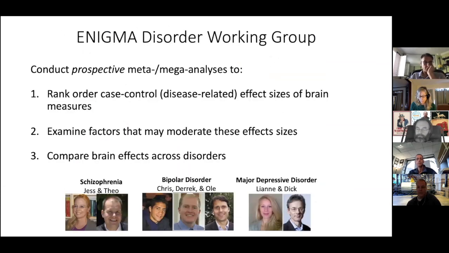So what are these ENIGMA disorder working groups trying to do? Basically, we try to do prospective meta or mega analysis, jointly analyzing data. Rather than going into the literature, pulling findings together and doing a meta analysis, we actually try to analyze data in the same way, use similar QC procedures and the same statistics, then pull that data together and do rank ordering of disease-related effects of different types of brain measures, examine factors that may moderate these effect sizes, and also compare effects across disorders that way.